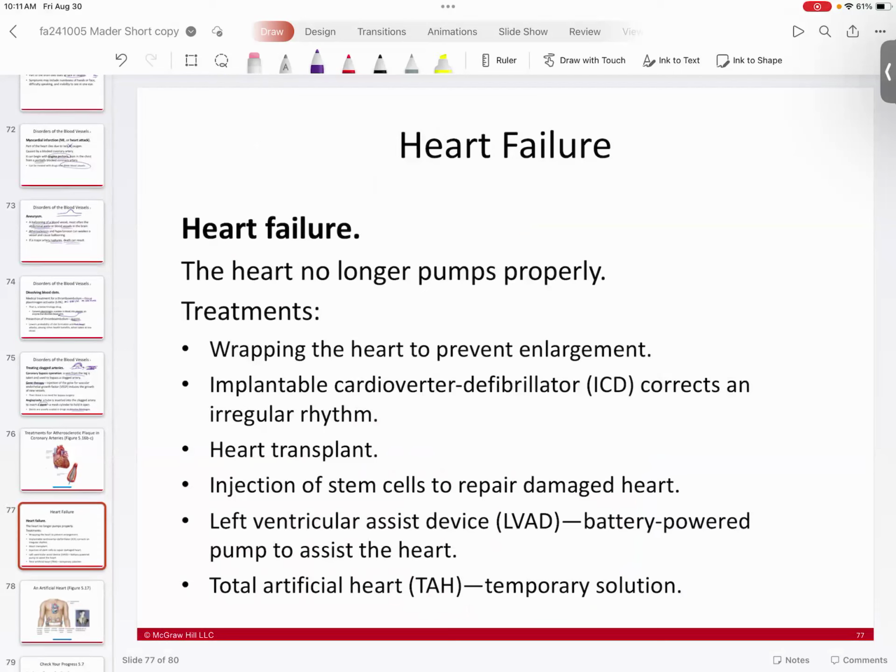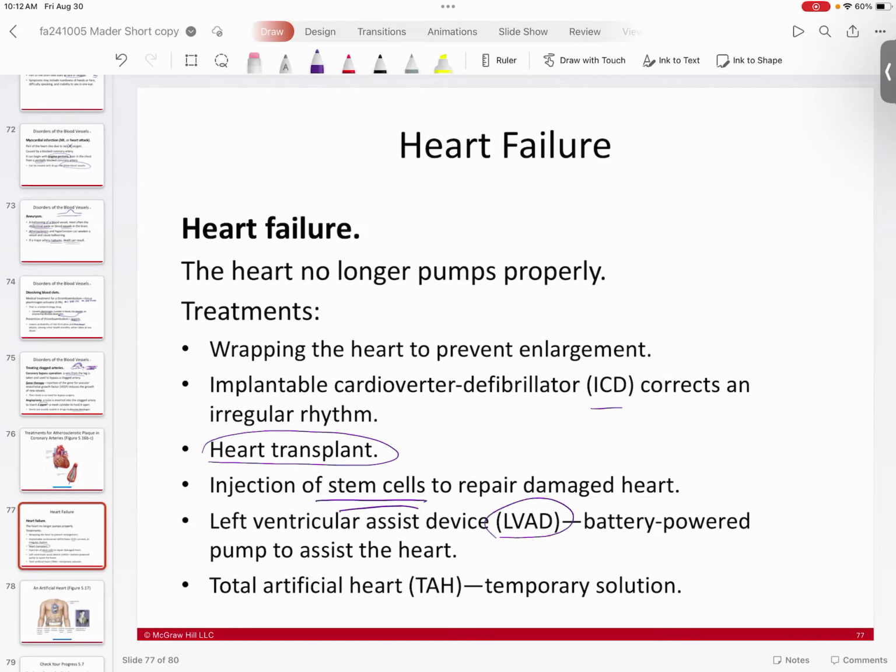So ultimately then, once you finally reach the point where you have heart failure, that's when your pump no longer operates properly. And so what we do at that point is we wrap the heart to prevent it from enlarging. We oftentimes will put in an ICD, which is a cardioverter defibrillator. Basically, if it's an arrhythmia, we can use this to constantly shock the heart back into rhythm. Heart transplant, if it's really, really shot and there's too much damage to the heart to repair it. Stem cells, this is a little bit more cutting edge to repair the damaged heart.